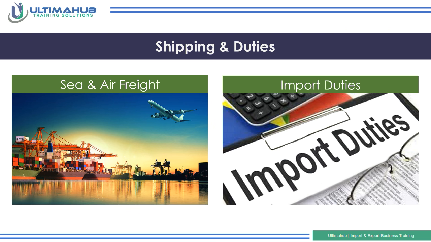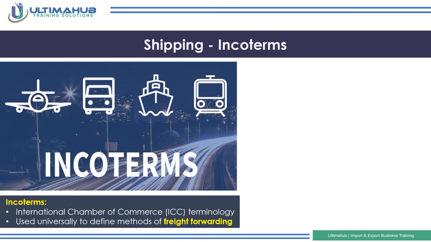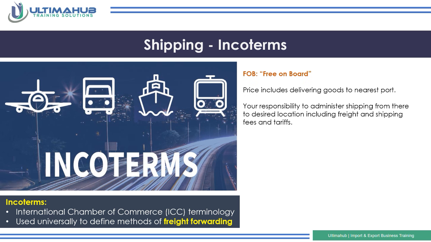A lot of people get scared when they hear the word Incoterms, but basically Incoterms come from the International Chamber of Commerce, and they're used universally to define methods of freight forwarding. Now there's some that are more common than others. Free on board, FOB, is where the price includes delivering goods to the nearest port, that is the nearest port to the manufacturer. Then it's your responsibility to arrange the shipping from there to your desired location, including all freight, shipping, fees, tariffs, regulations, etc. So there's more onus on you, basically, to get that done.